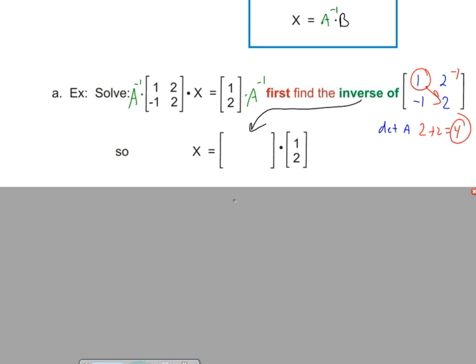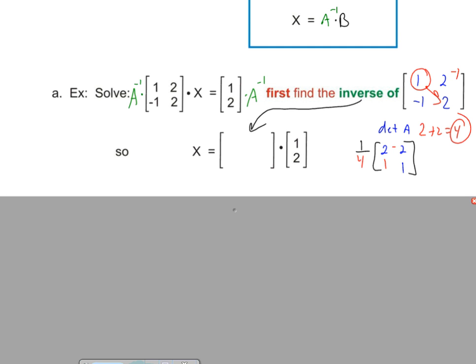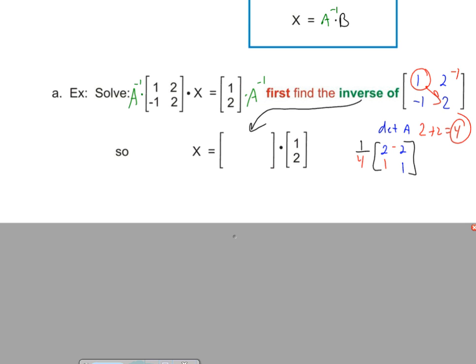So I'll show you where we're at right now. We're at 1/4 times the matrix. And again, you're going to swap the left diagonal. So 2 goes in the top right, 1 goes in the top left, 1 goes in the bottom right. You got to put a negative in front of that 2 in the top right. You got to do minus a minus of that -1 in the bottom right, and you're going to get 1. Okay, so that's what you're after now. And when you're done, you'll get the inverse matrix. Give you a minute.